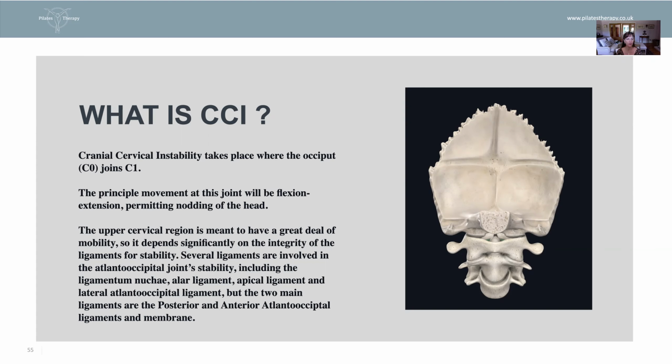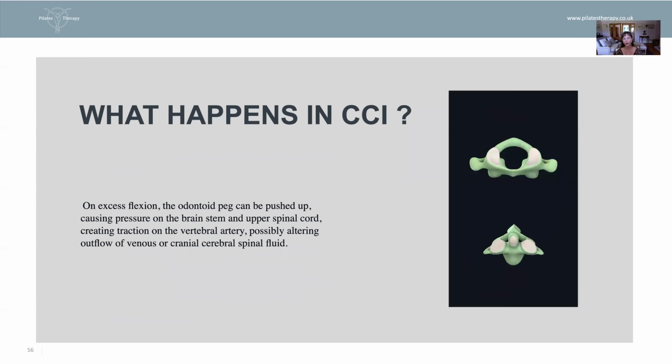These include the ligamentum nuchae, the alar ligament, the apical ligament, and the lateral atlanto-occipital ligament. But the two main ligaments for flexion and extension would be the posterior, which is the back, and the anterior, which is the front, atlanto-occipital ligaments and membrane. So what actually happens with cranial cervical instability, and why is it a problem?